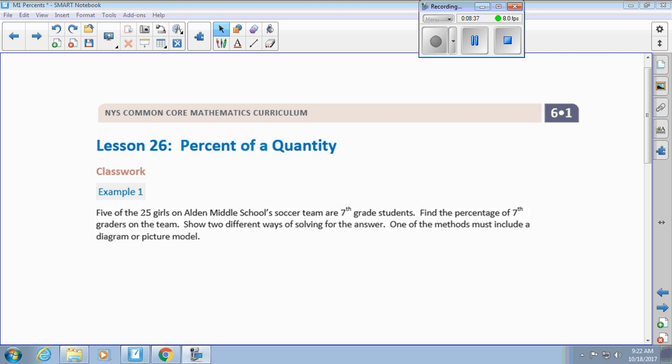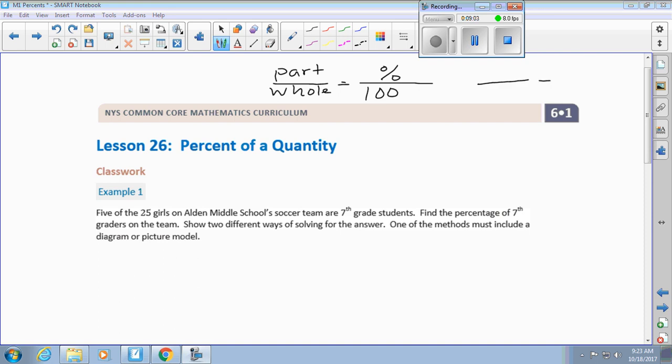Page 85, we are going to start talking about percent of a quantity. So there's a few key things. Yesterday, we had one formula, kind of, and we said if we take our partial amount, our part over the whole, we can then calculate the percent, and percents are always out of 100. Nice. Okay, now over here, we're going to do something different.